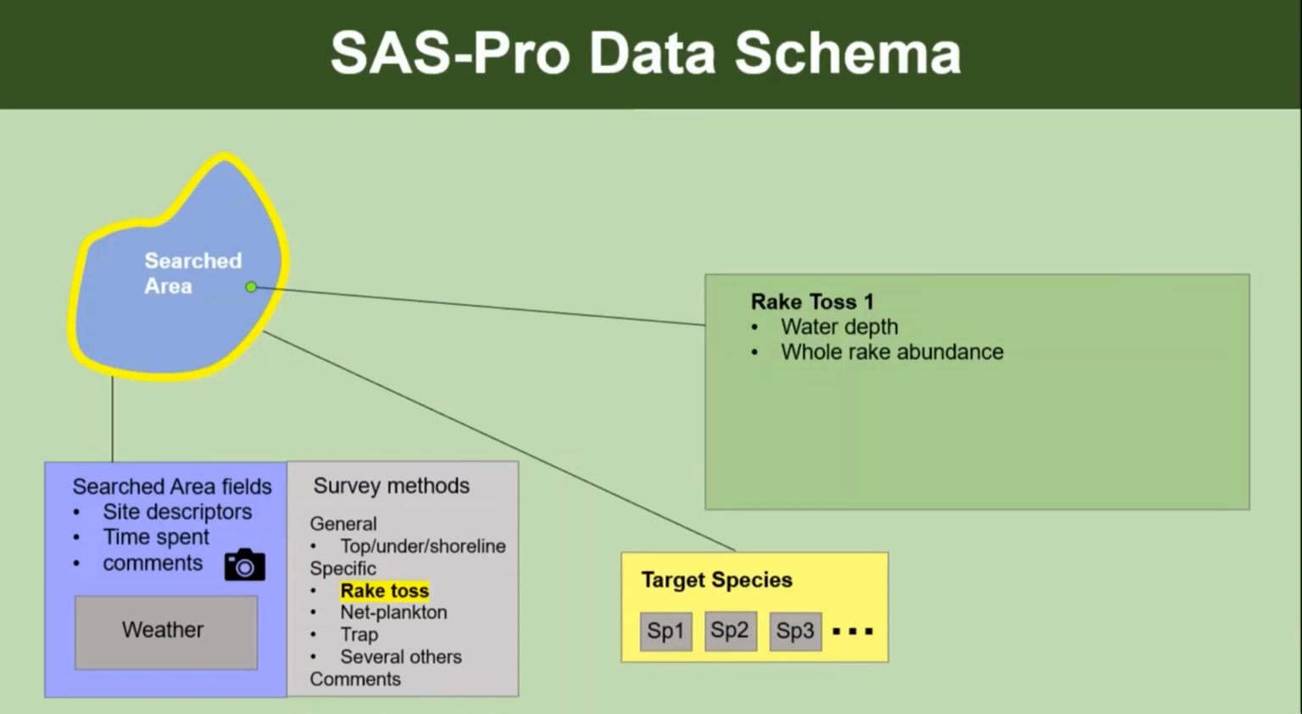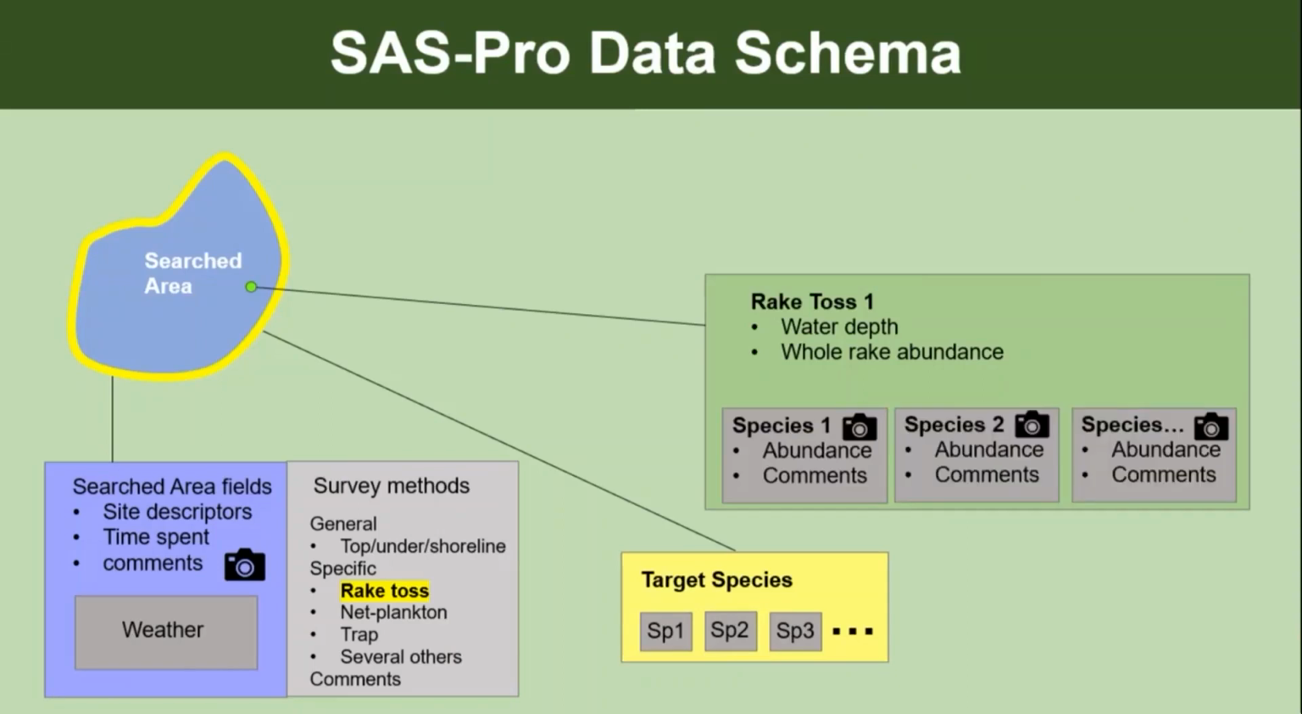Once you have your survey method selected, you can then start adding presence locations wherever you, in this case, conducted a rake toss. There are some general fields you can answer about the rake toss. But the most important part is to tag the species that you found when you did that rake toss. So you create a species and list the abundance and other information, and then you add more species if you detected multiple species on that rake toss.